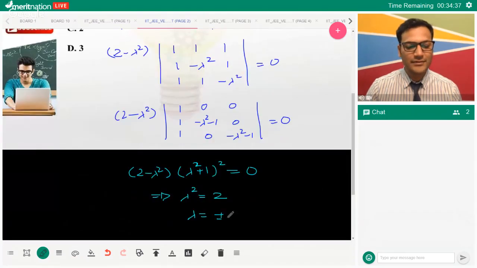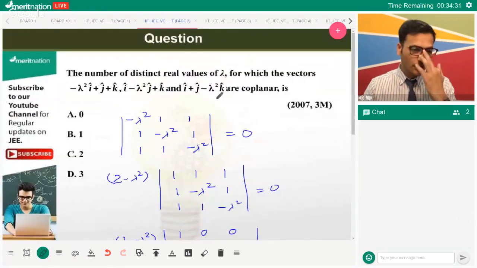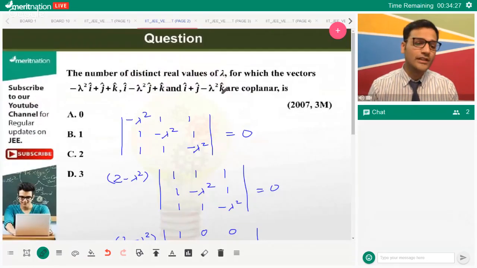Therefore, the value of lambda turns out to be plus minus the square root of 2. So that's all we need to do over here in order to figure out the distinct values of lambda for which this turns out to be coplanar.